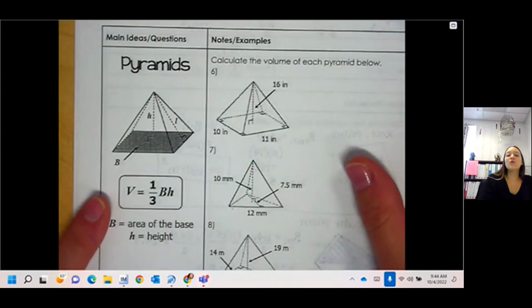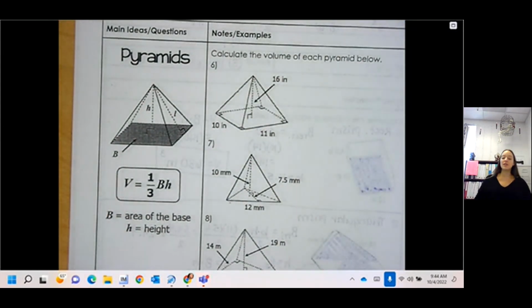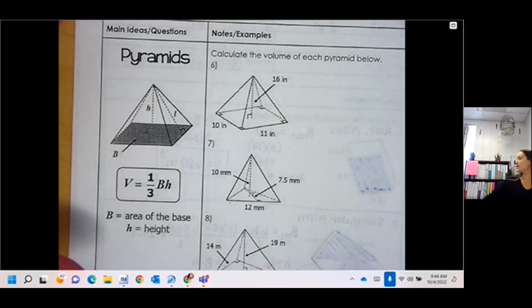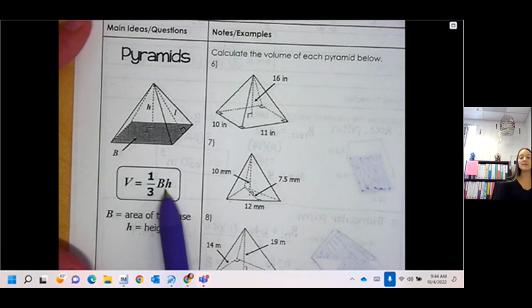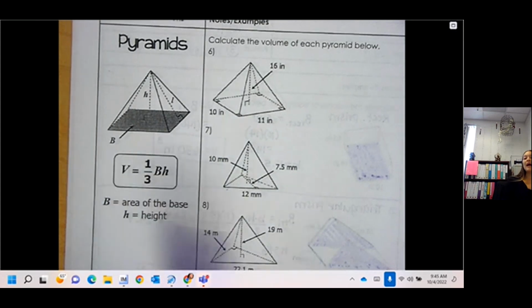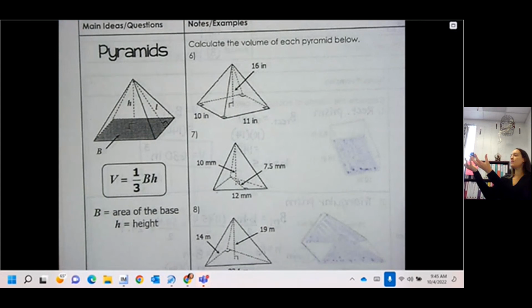Pyramids. Now, you will notice pyramid looks very similar. Pyramid is exactly the same as a prism. It's area of the base times height. The only difference is it's 1/3 of the area of a prism. So if I had a pyramid and a prism and they both had the same base shape, I would need 3 pyramids in order to fill up 1 prism. Does that make sense?